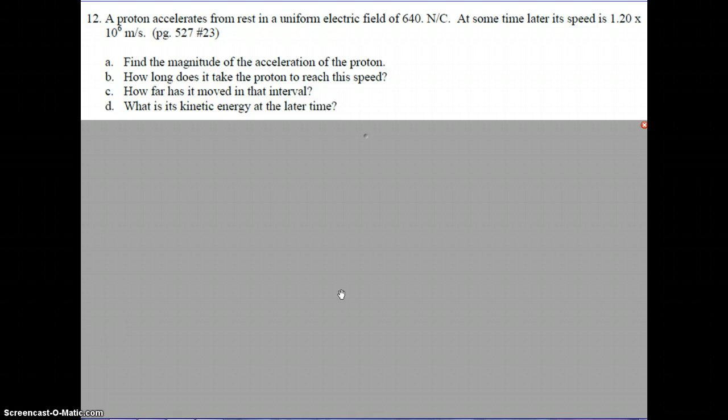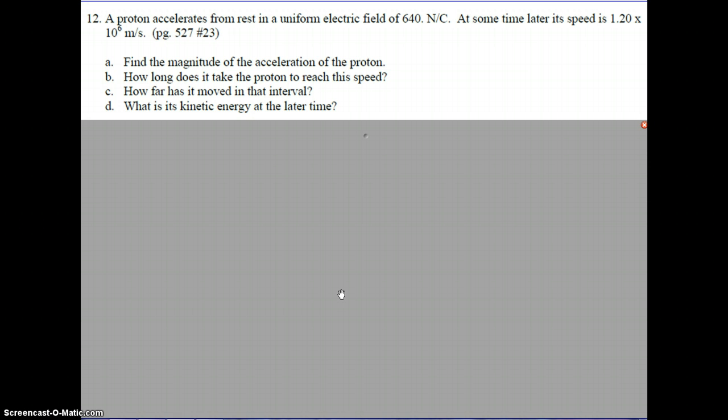A proton accelerates from rest in a uniform electric field of 640 newtons per coulomb. At some time later, its speed is 1.20 times 10 to the 6 meters per second. A, find the magnitude of the acceleration of the proton. B, how long does it take the proton to reach this speed? C, how far has it moved in that interval? And D, what is its kinetic energy at that later time?